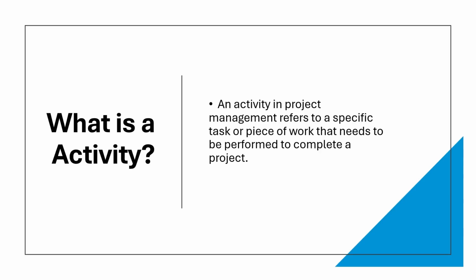So what is an activity in Primavera? As we discussed work packages, in every work package we have different types of activities. An activity is basically a specific task which has to be performed to complete the project. In a project we basically have activities. We sequence these activities, so when they are completed, the whole project is considered completed.